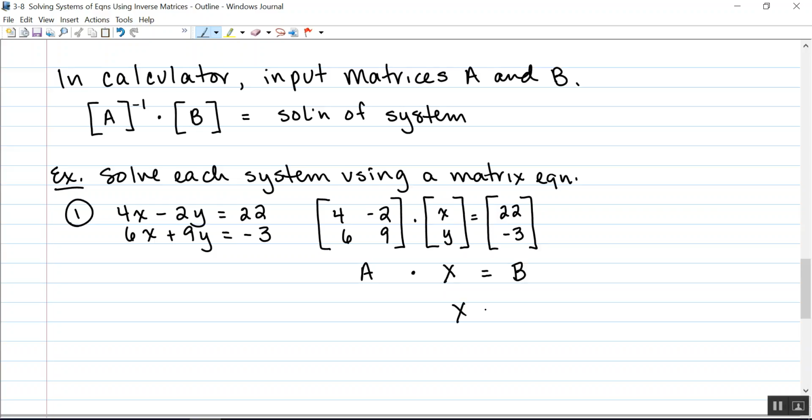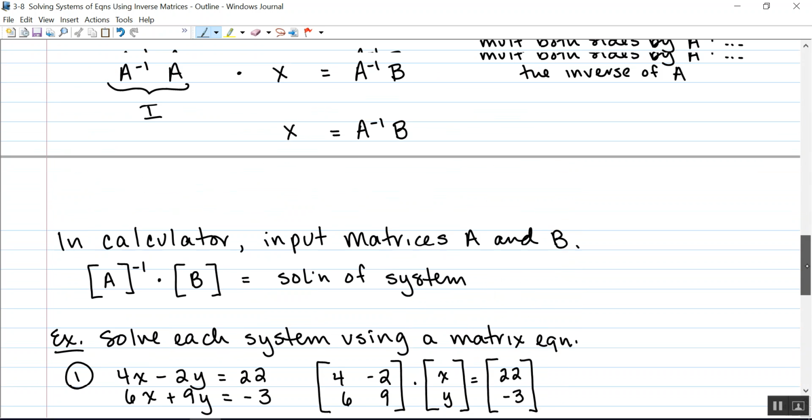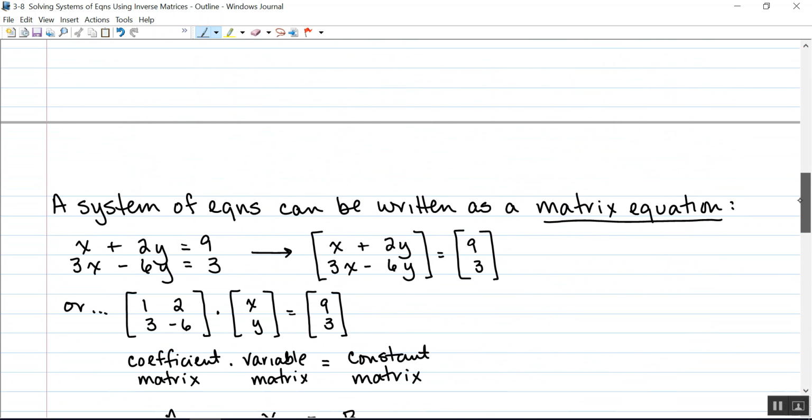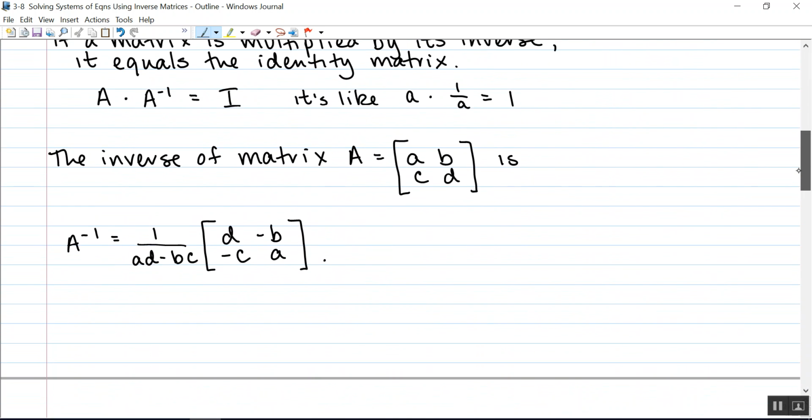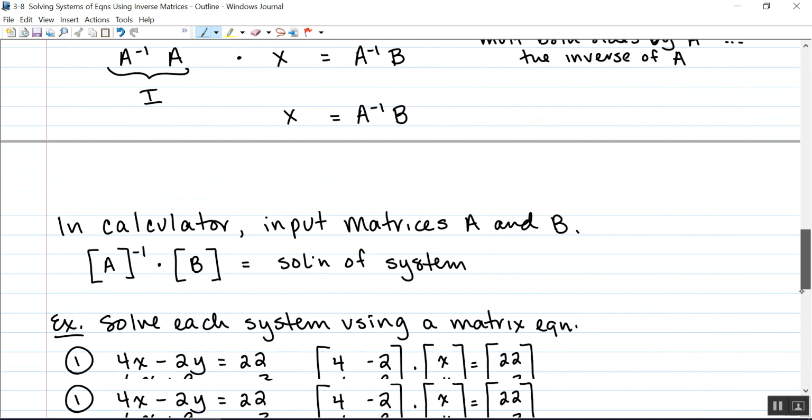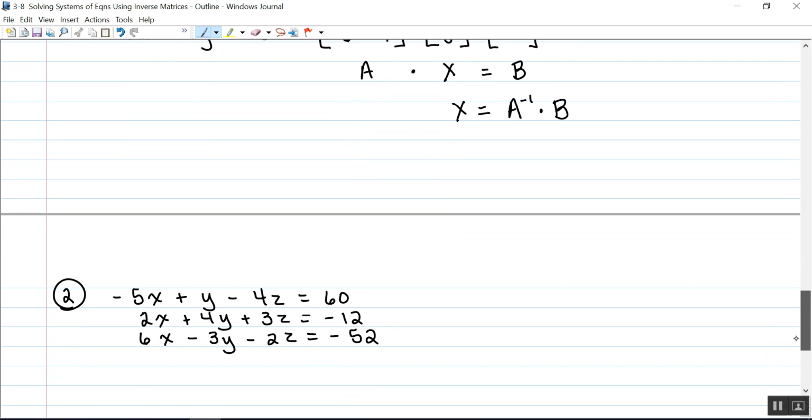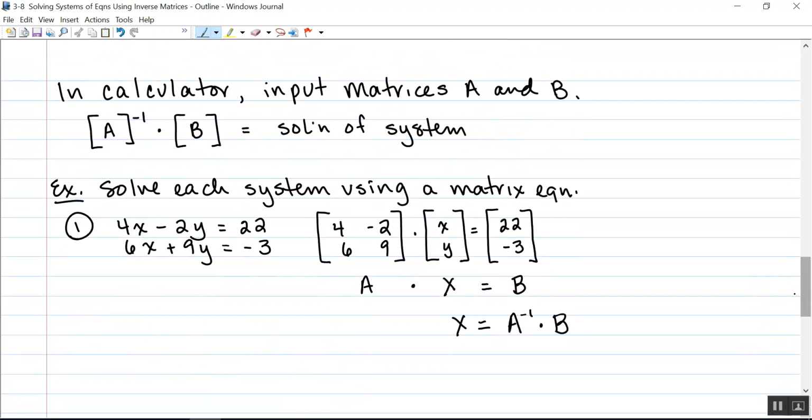So in order to find x, I need to do the inverse of A times B. Okay, and I don't need to go through the process of finding the inverse of A like I did back here. That's how we found the inverse of A right there. I'm going to use my calculator. So let's pull up the calculator again and put these values into matrix A, these values into matrix B, and then do this equation here.